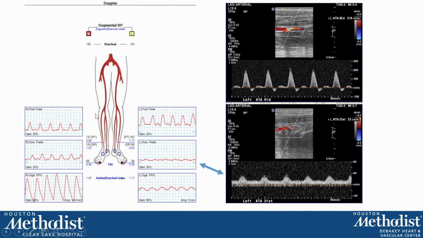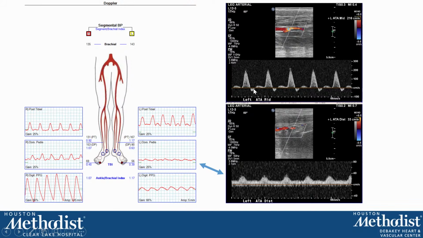Once again, on the right side, the waveforms, you know, the gain is 25. I would like to see a gain of 50 or 75 or maybe 100 here so you can really appreciate the different phases of the waveform. I suspect this waveform will be triphasic.